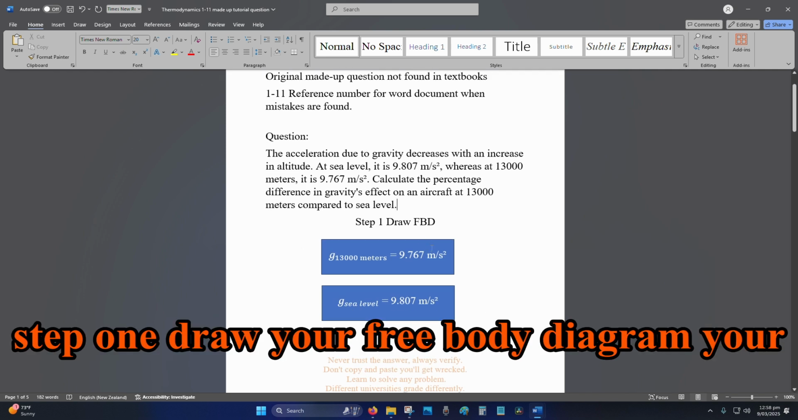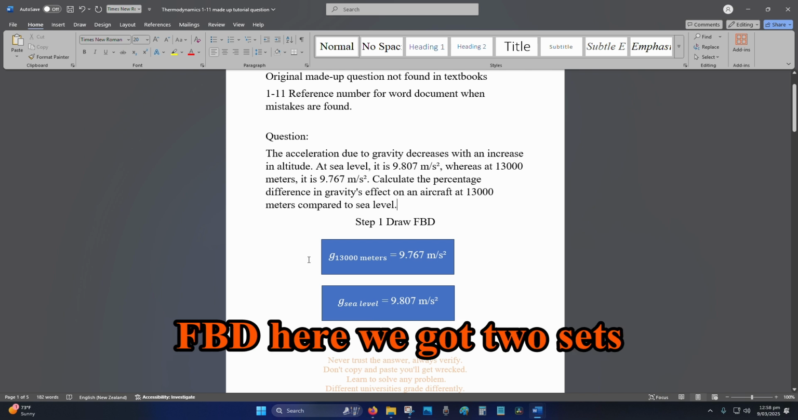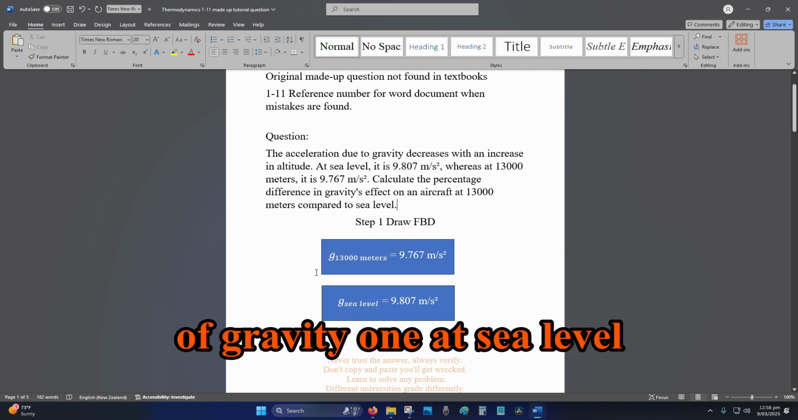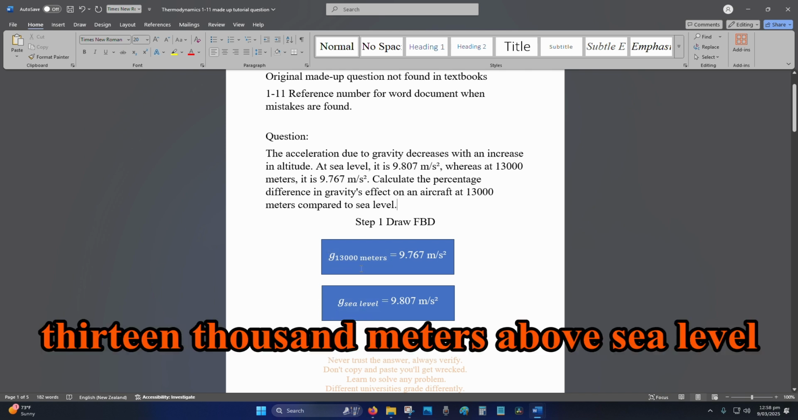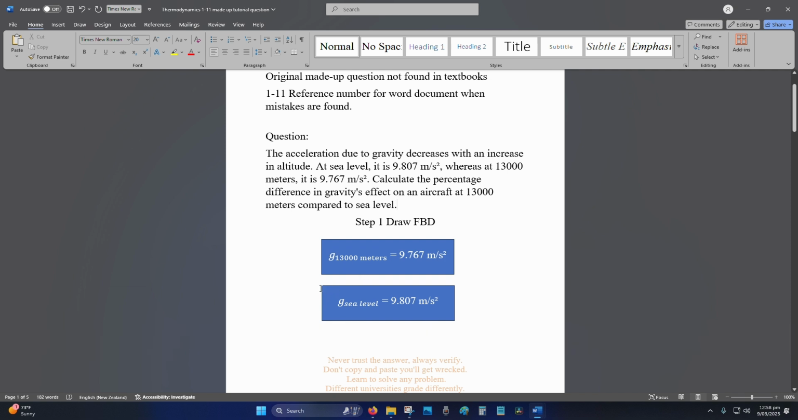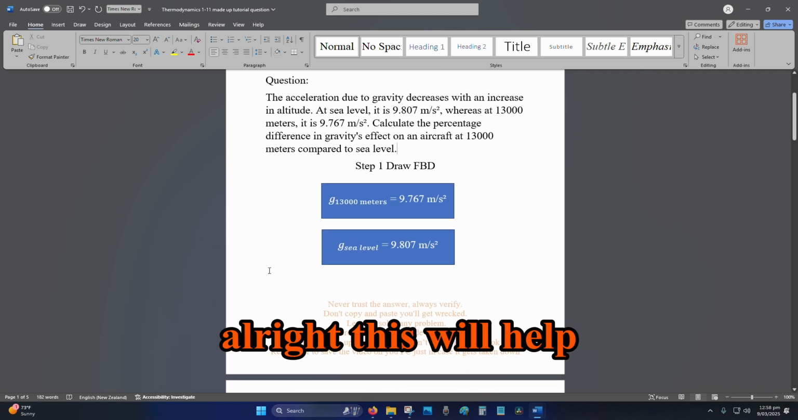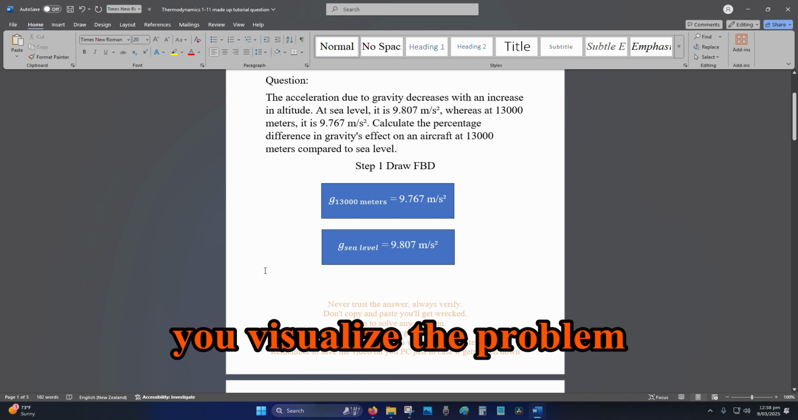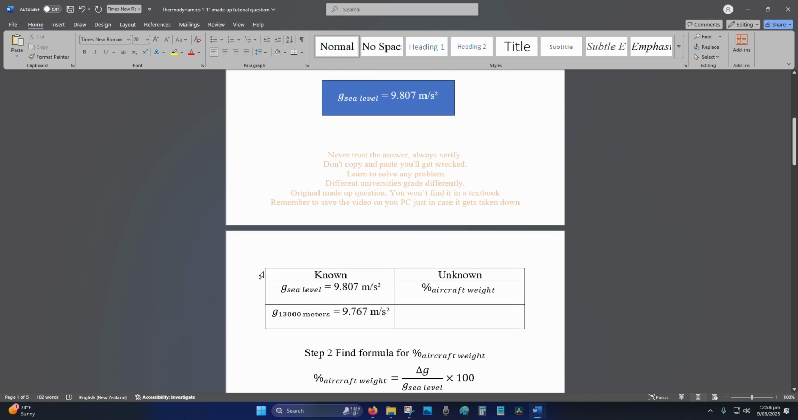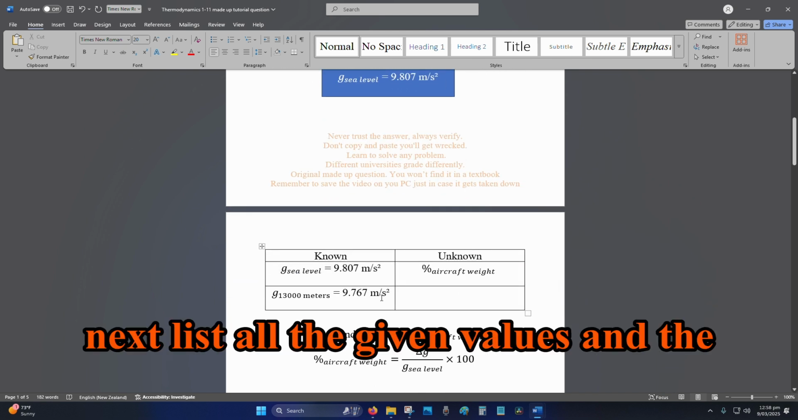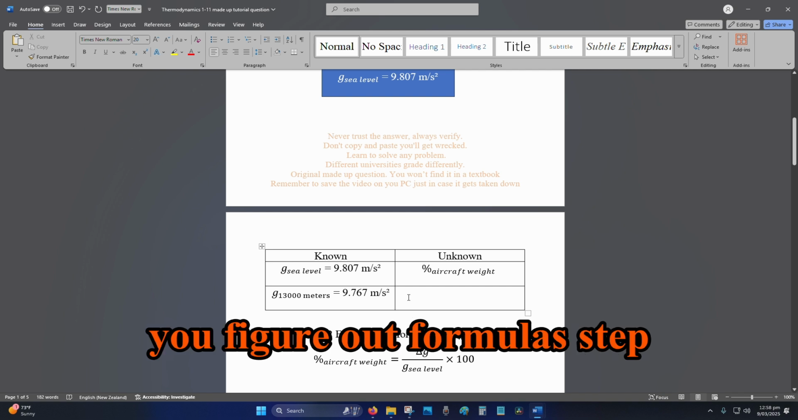Step 1, draw your free body diagram, your FBD. Here we have two sets of gravity, one at sea level, one at 13,000 meters above sea level. This will help you visualize the problem. Next, list all the given values and the unknown. This will help you figure out formulas.